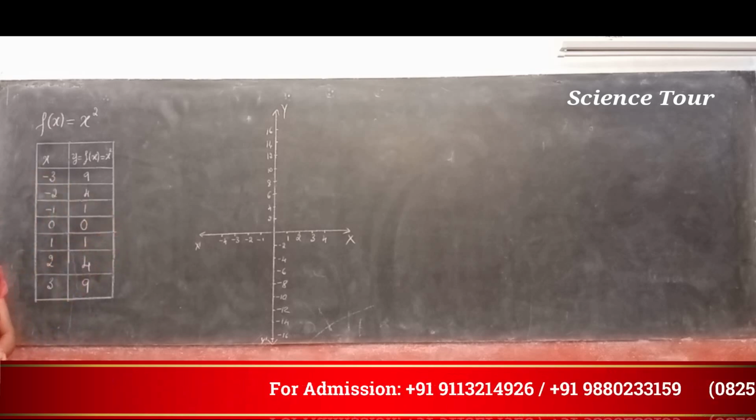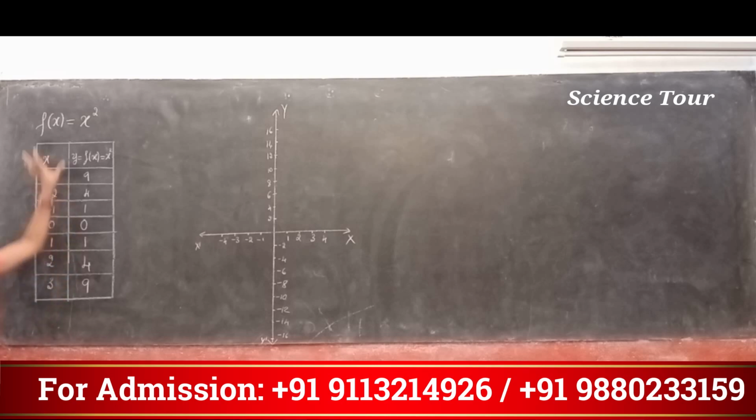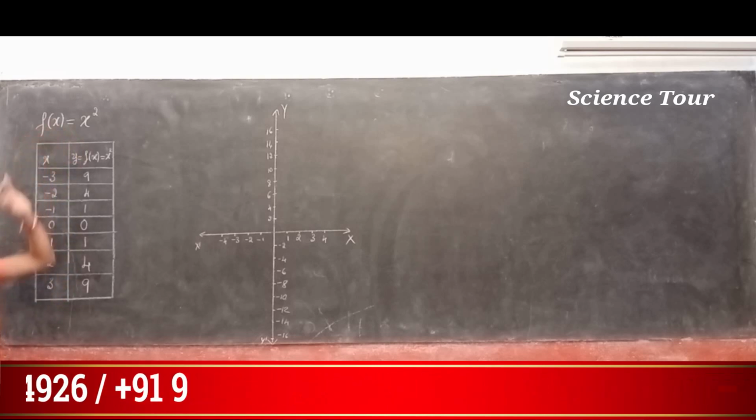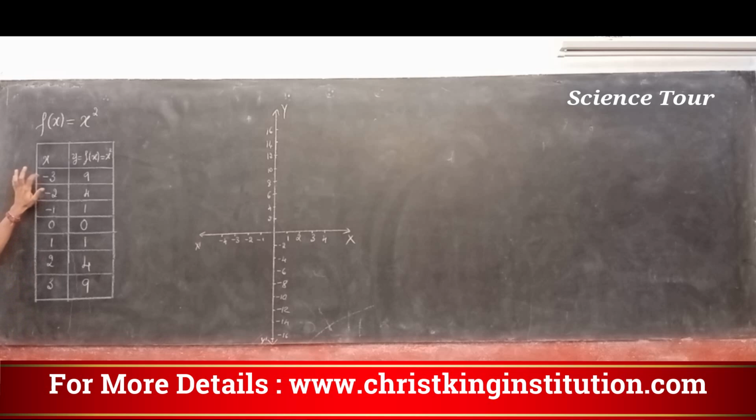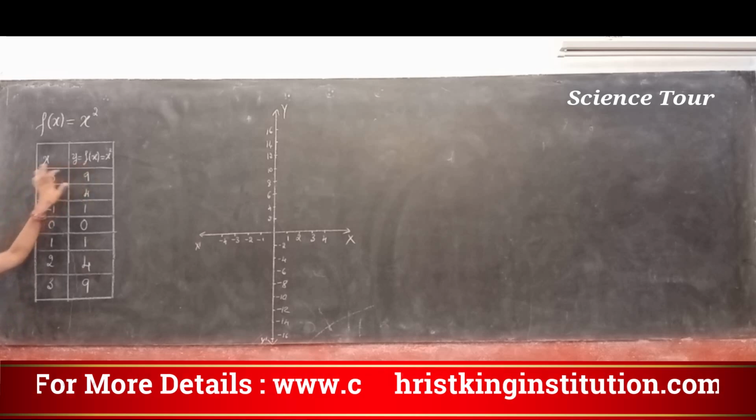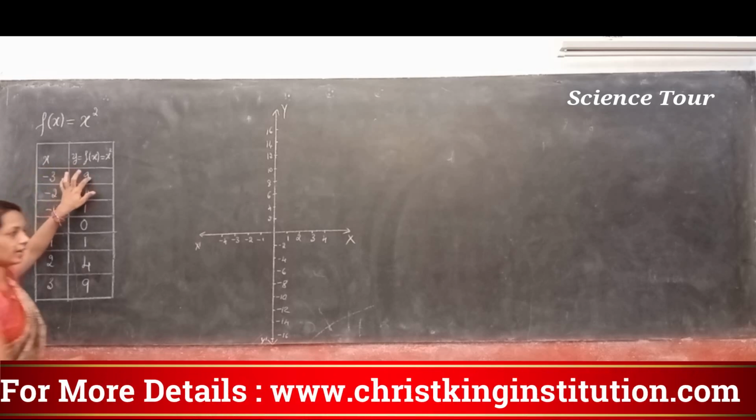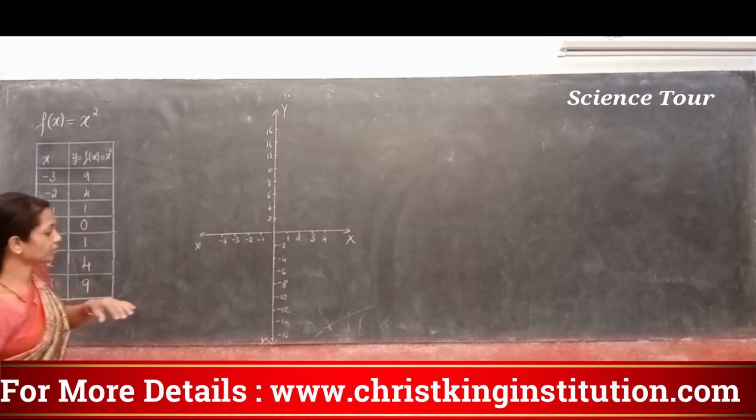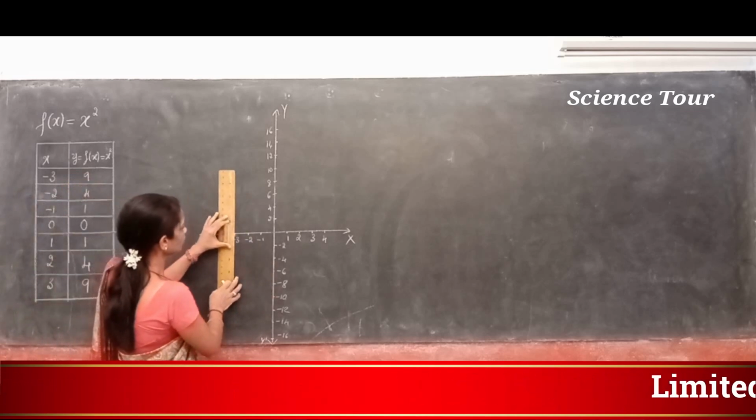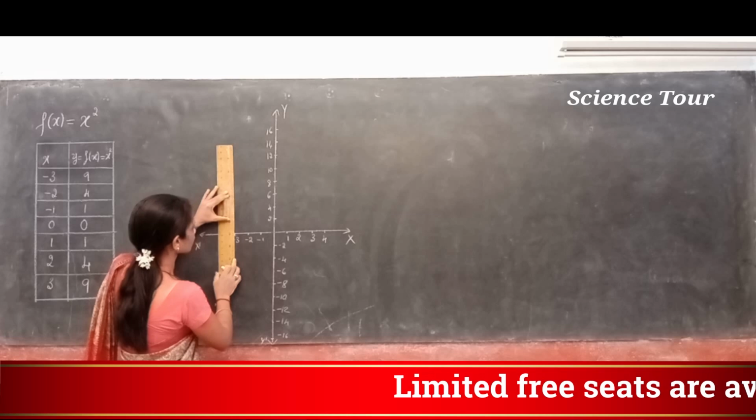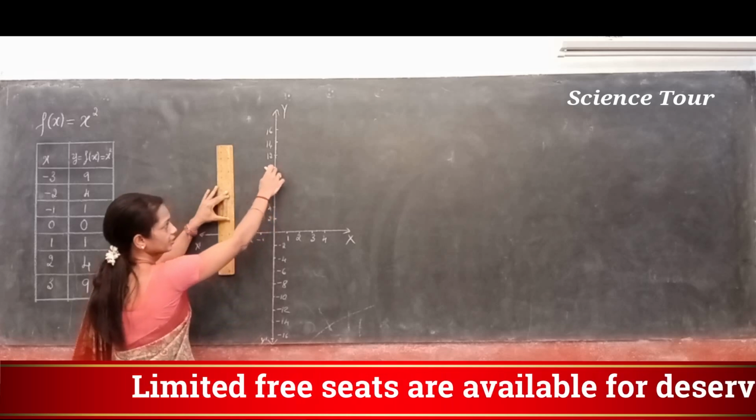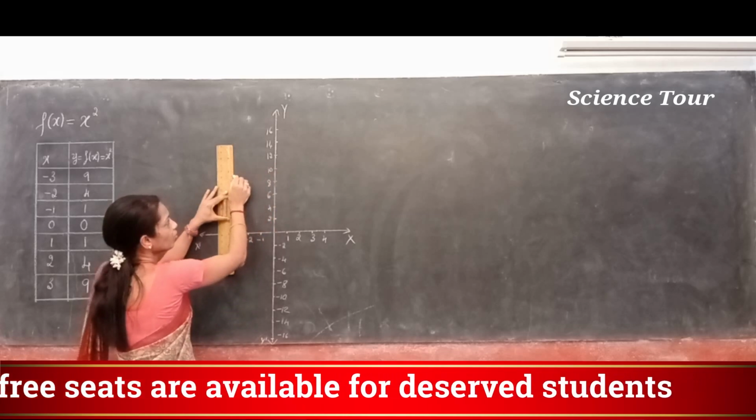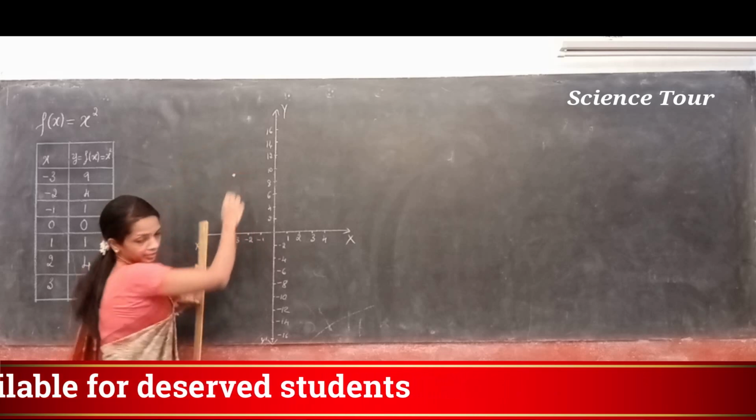You just mark them in the graph, then you will get the shape of this graph of f of x equal to x square. Now the first point you have to mark is minus 3 comma 9. Okay, at minus 3 you have to move up to what? Up to plus 9. 2, 4, 6, 8, 10. In between 8 and 10 you have what? You have 9. So here it is.